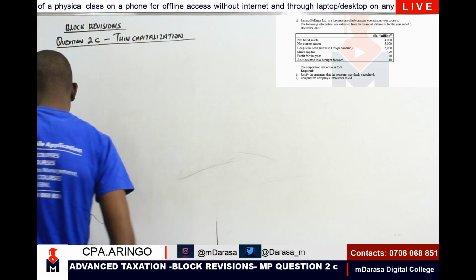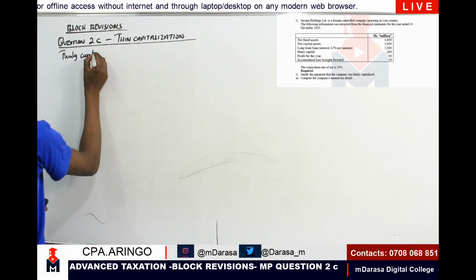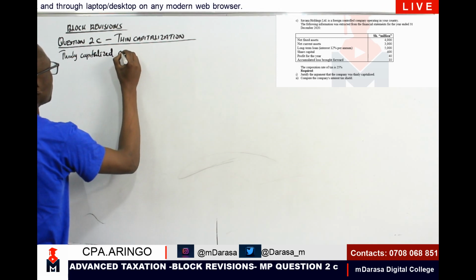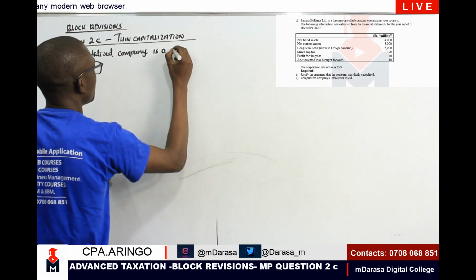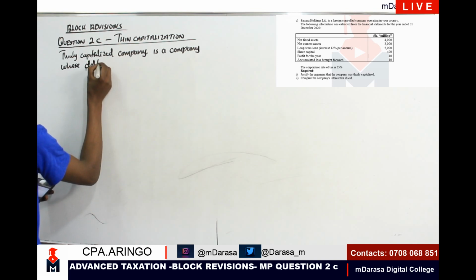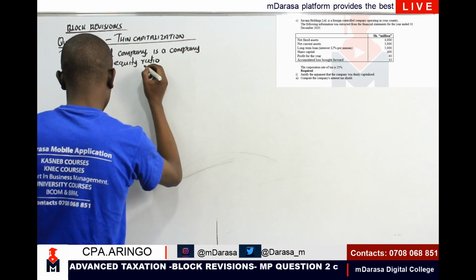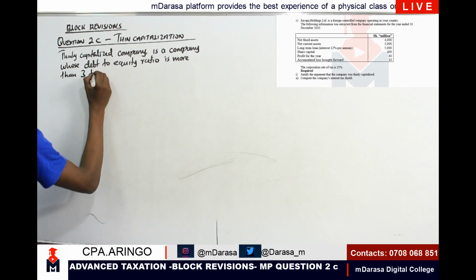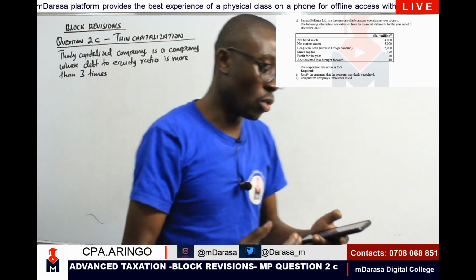A thinly capitalized company is a company whose debt to equity ratio is more than 3 times. Meaning that debt is more than equity, and at least it should be more than 3 times.